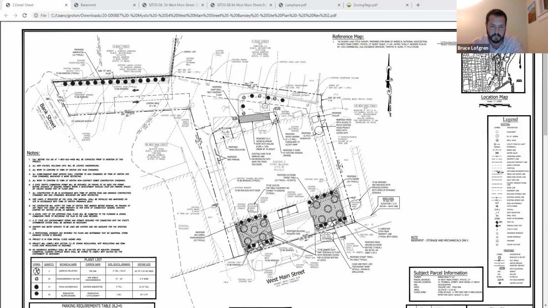Landscaping, so there's landscaping in the front here along West Main Street. 2 street trees are proposed. Additional landscaping is right along the front of the building, and there is a row of arborvitaes that is proposed in the back northwest corner of the site, and that'll be used as a buffer. So, as proposed, the site meets the landscaping requirements of the zoning regulations.